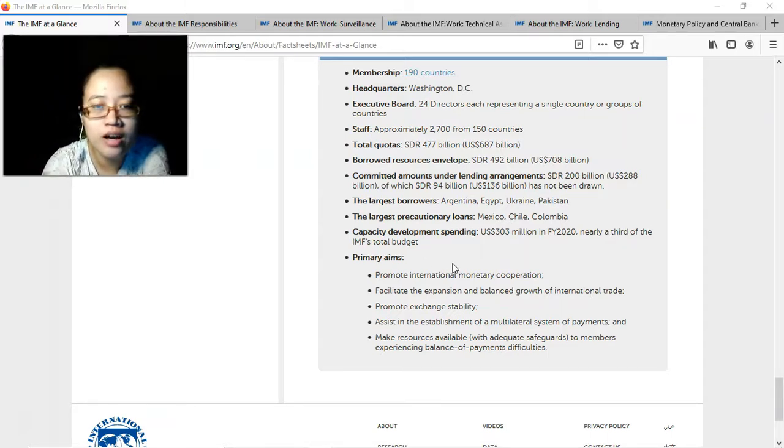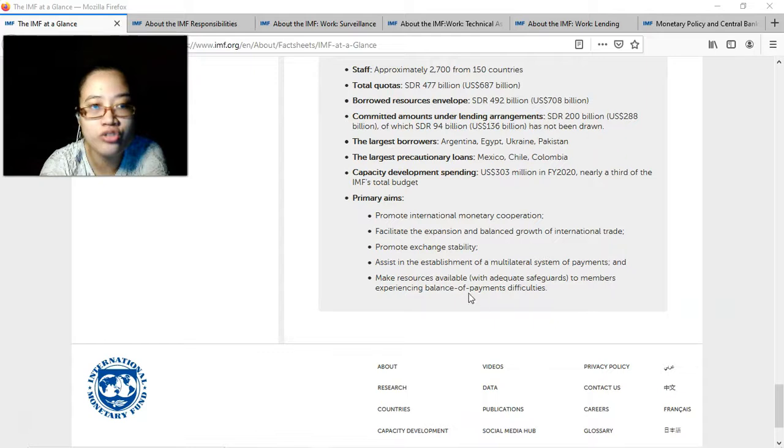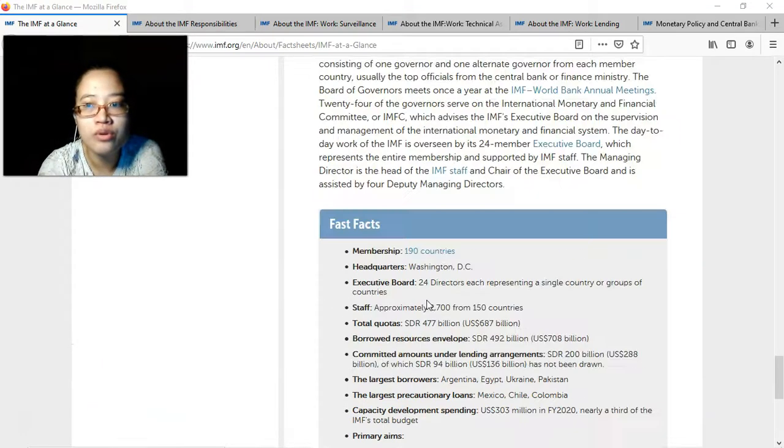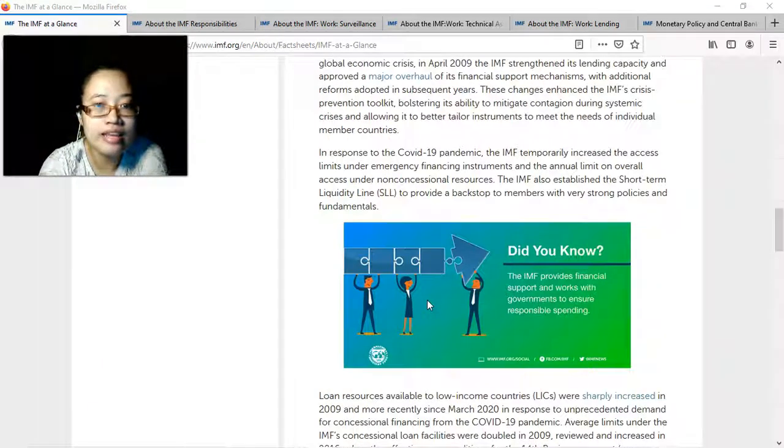Our primary aims: promote international monetary cooperation, facilitate expansion and balanced growth of international trade, promote exchange stability among member countries and their exchange rates. Assist in the establishment of a multilateral system of payments and make resources available with adequate safeguards to members experiencing balance of payments difficulties. So this is the IMF at a glance.